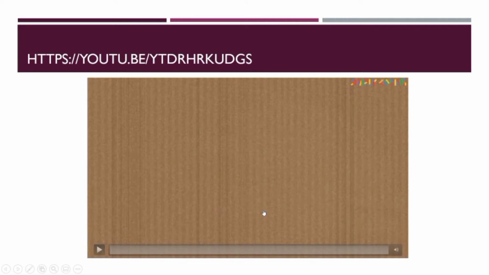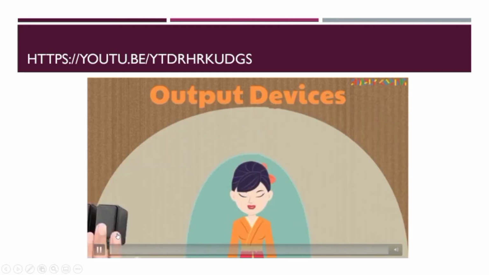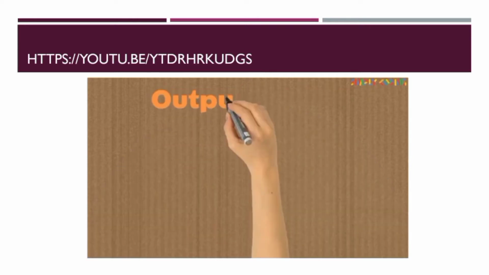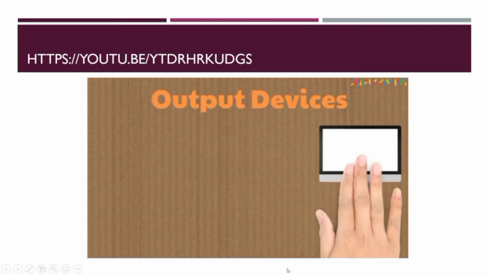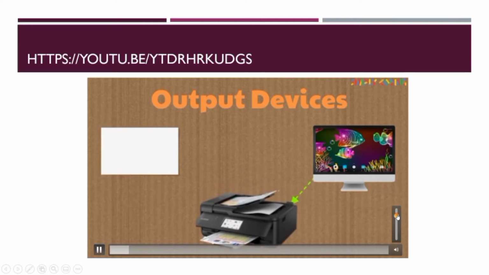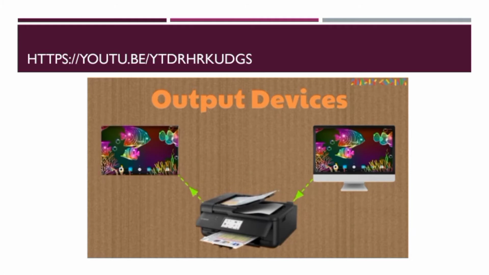So this video I took from YouTube about output devices. In this video, we are going to learn more about output devices. In a computer, an output device is typically a hardware element which converts computer output into human readable form. Let's look at some common output devices.